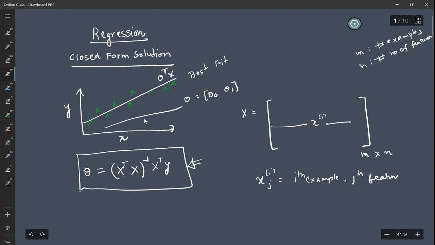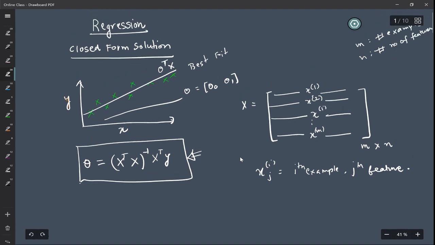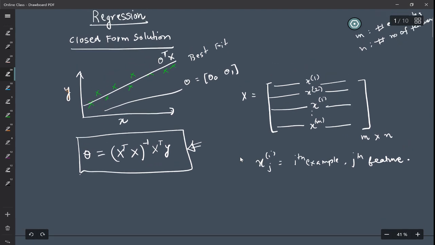Okay, so I'm going to denote the entire row as the first example, this entire row as the second example, and similarly the last row is going to be my mth example. So we have data arranged in this form. This is called a design matrix, and the goal is to find the right set of parameters theta.